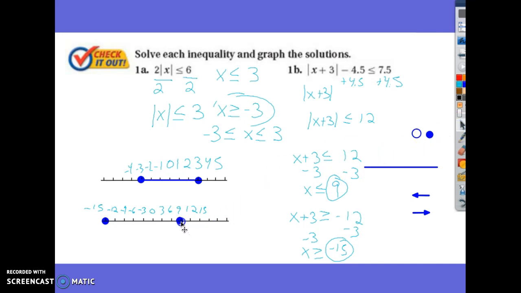So let's think about what I am plotting here. I am plotting that x has to be greater than or equal to -15. And also, I have that x is going to be less than or equal to 9. So again, this is going to be inclusive, and it's going to have all the values of x between -15 and 9. And you would graph like so.